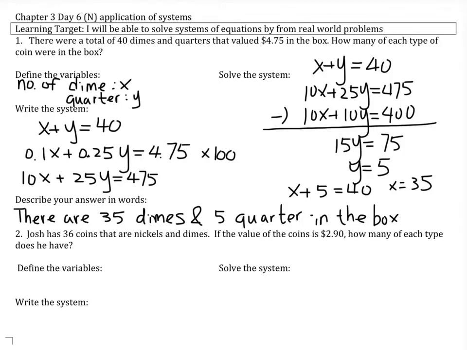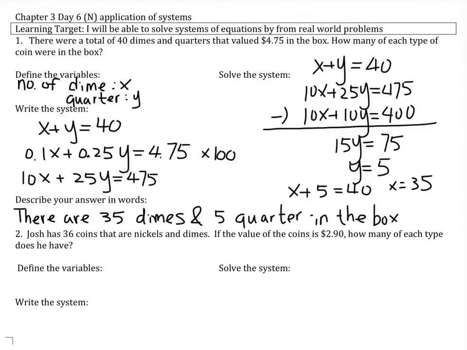First thing, you want to make sure that your variables are defined clearly, what you are looking for. Since we are asked to solve how many, it has to do with numbers. So first I would like to define my number of dimes. If I have 1 dime, that's going to represent 10 cents in the box. If I have 2 dimes, then I have 10 cents times 2. If I have 3 dimes, then I would have 10 cents times 3, and so on.